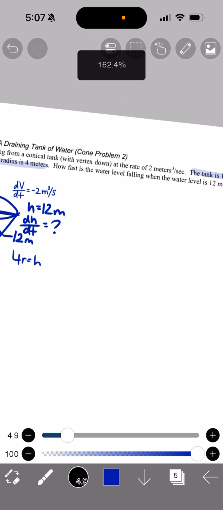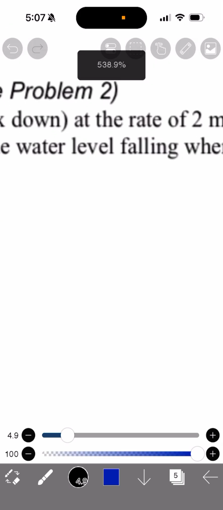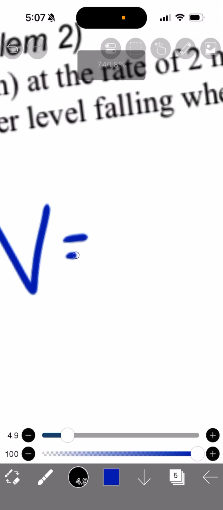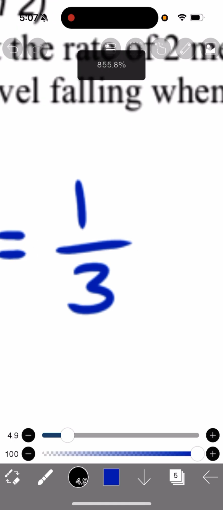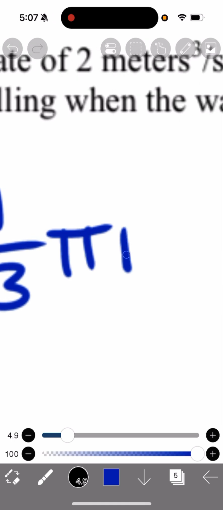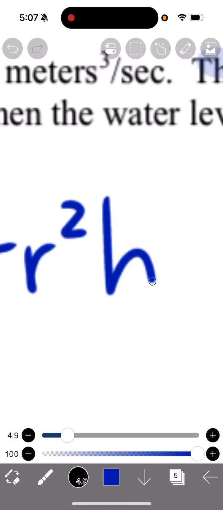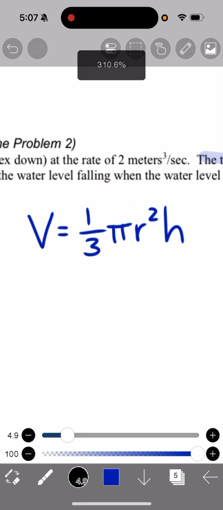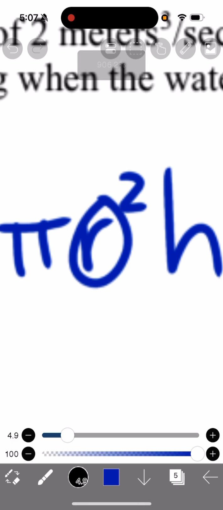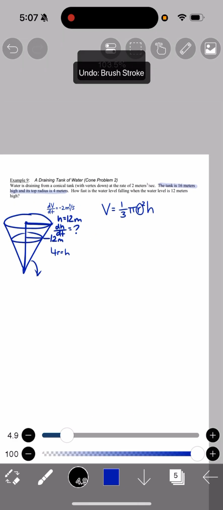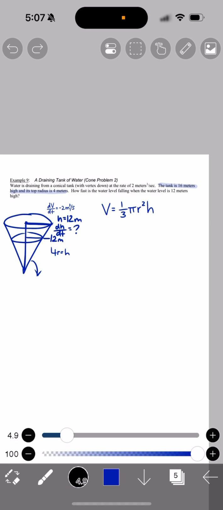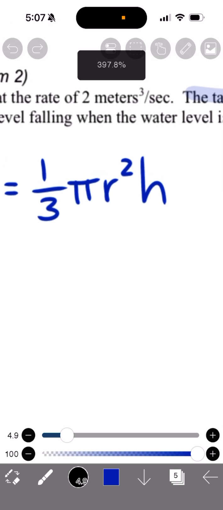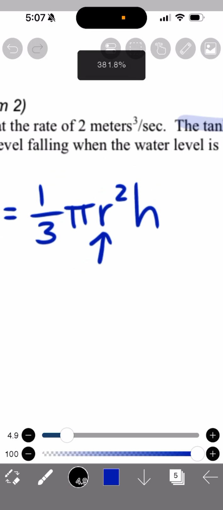So now let's finally write out our problem. The volume of a cone is equal to 1/3 pi r squared h. But the problem with this equation is that we don't have r, and r is not a constant, so we can't just plug it in after finding whatever h is. So what we do to mediate that issue is to plug in the relation here.